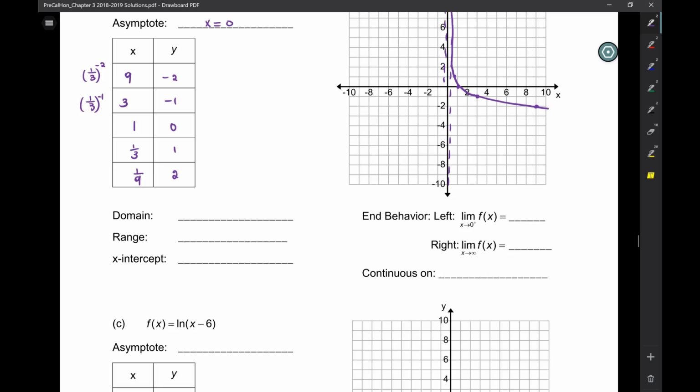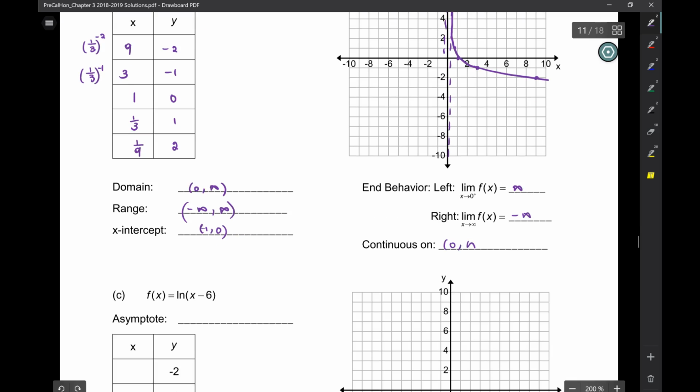All right, next. So, domain, same situation, 0 to infinity. Range, negative to positive infinity. X-intercept, 1 and 0. Okay, what happens as we approach 0? X goes into, y goes into infinity. Positive infinity. And from the right side. Yeah. Right? And here? Negative infinity. And it's continuous everywhere on its domain.